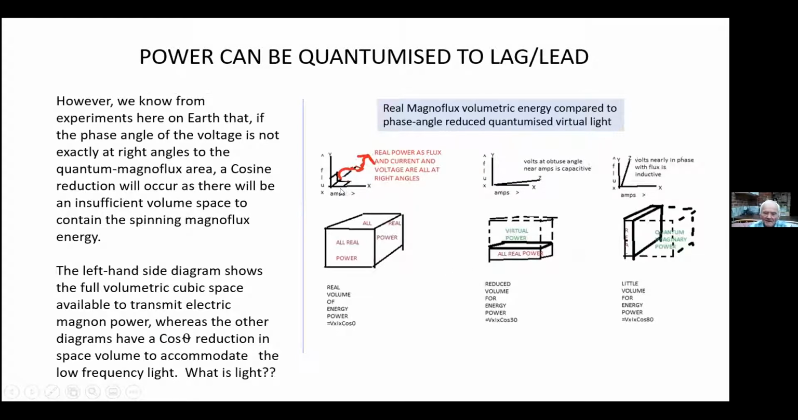Light and electricity in particular, low frequency light that is, we know a lot about it here on Earth. And what we do know is that the experiments have shown that if the phase angle of the volts is not exactly at right angles to the quantum Magnoflux area, a cosine reduction will occur, as there will be insufficient volume of space to contain the spinning Magnoflux energy.